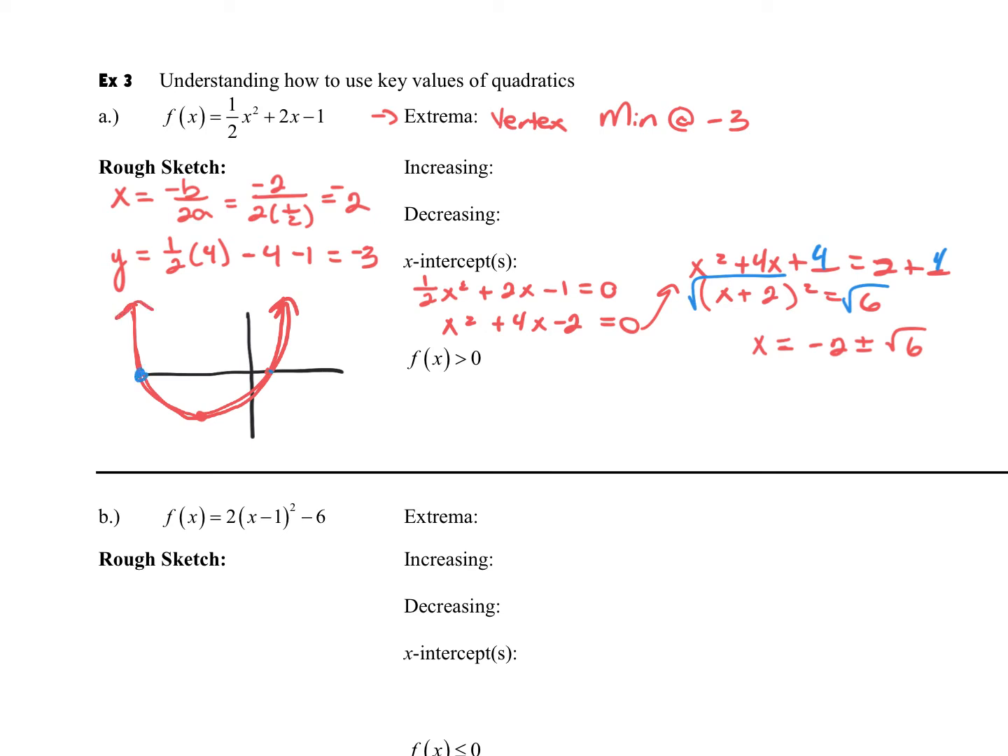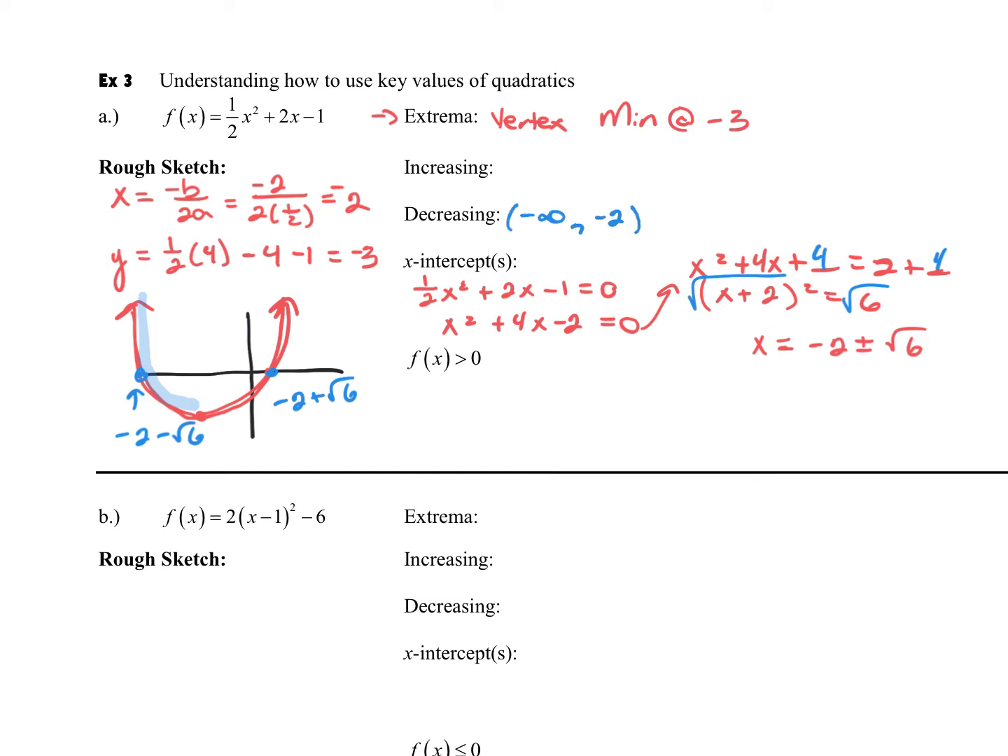That means that this ordered pair and this ordered pair are negative 2 plus the square root of 6 and negative 2 minus the square root of 6. Now, based on that, we can identify our increasing and decreasing intervals. We can see that we're decreasing until we get to that vertex. So I can write the decreasing interval of negative infinity to the x-coordinate of that vertex, negative 2.